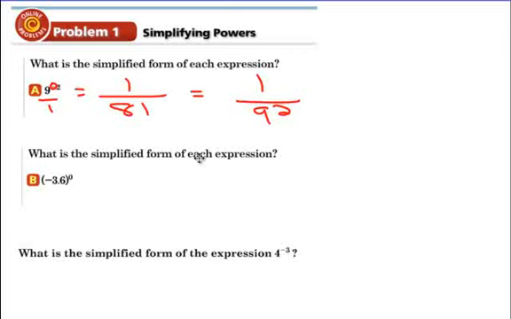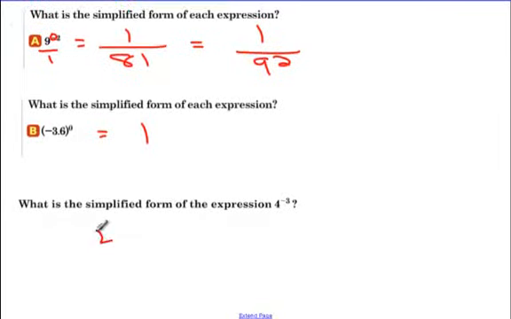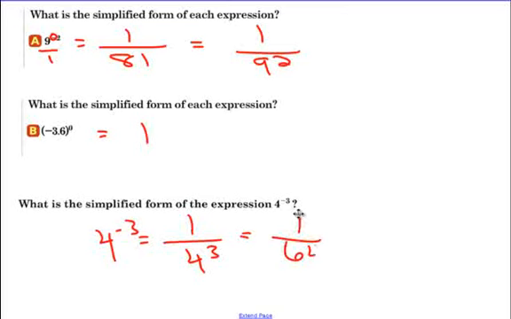What is the simplified form of each expression? So for b, negative 3.6, and it's all going to the 0 power. 1. So if I have 4 to the negative third, the first thing is I should have the reciprocal of that. Well, 4 to the third power, what you'll find is 1 over 64.